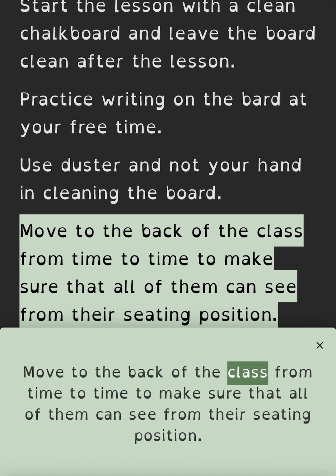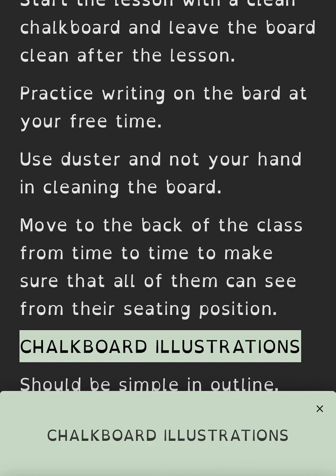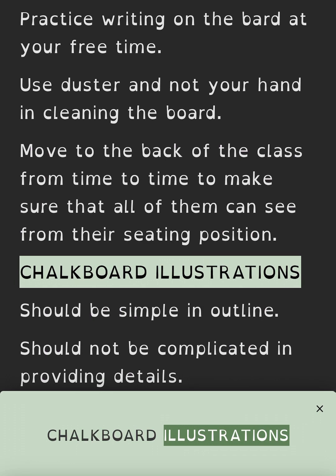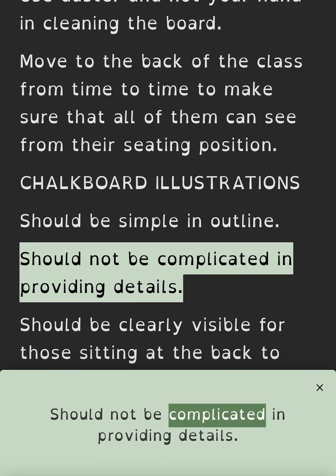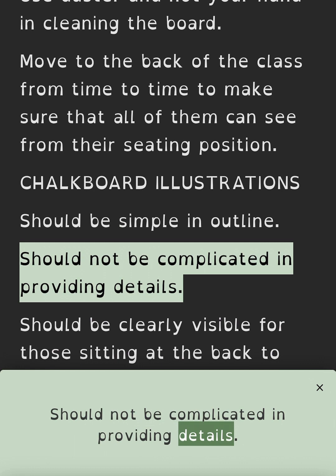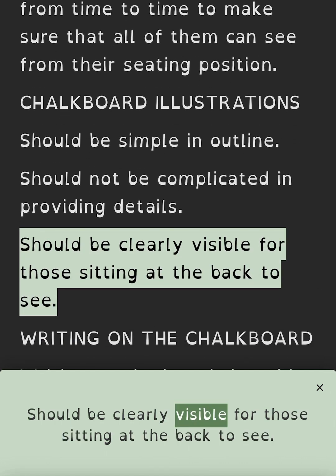Move to the back of the class from time to time to make sure that all of them can see from their seating position. Chalkboard illustrations should be simple in outline. Should not be complicated in providing details. Should be clearly visible for those sitting at the back to see.